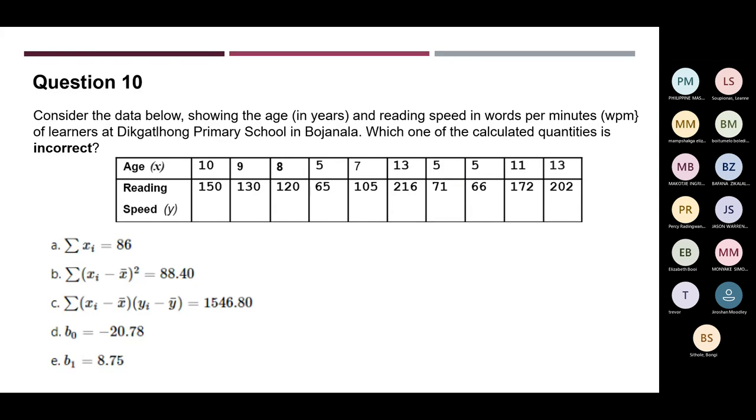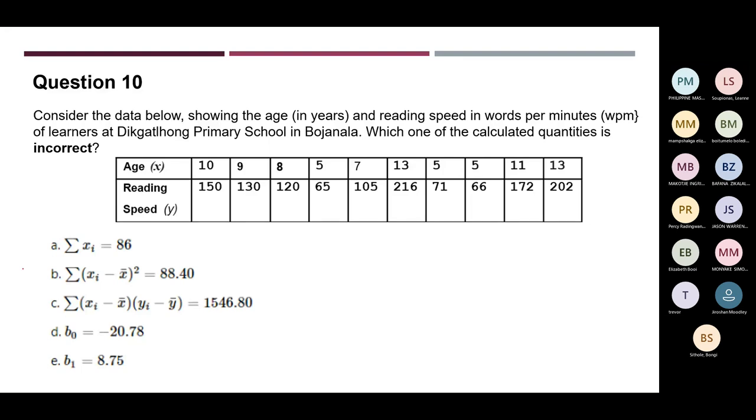because the first one is easy to calculate. You can just take the age values, add them together, and they will give you the sum of X. The second one, you need to calculate the mean and take every observation of your age value, subtract it from the mean, square the answer, add them together, and it will give you that value.